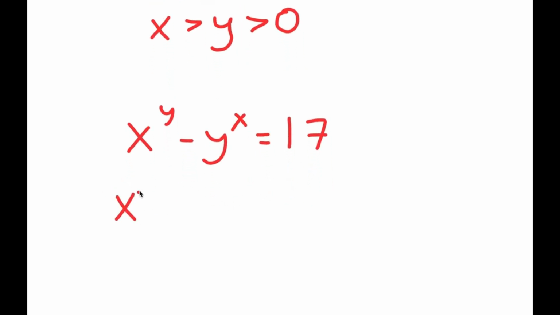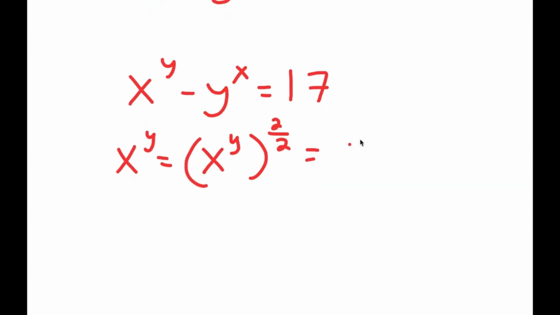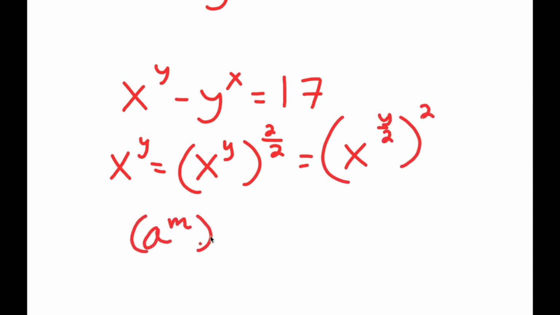And x to the power of y, I can rewrite this as x to the power of y to the power of 2 over 2, because 2 over 2 is the same thing as 1, and x to the power of y to the power of 1 is the same thing as x to the power of y. Now this I can rewrite as x to the power of y over 2 to the power of 2, because if I have something in the form a to the power of m to the power of n, this is the same thing as a to the power of m times n, so I can switch these up.